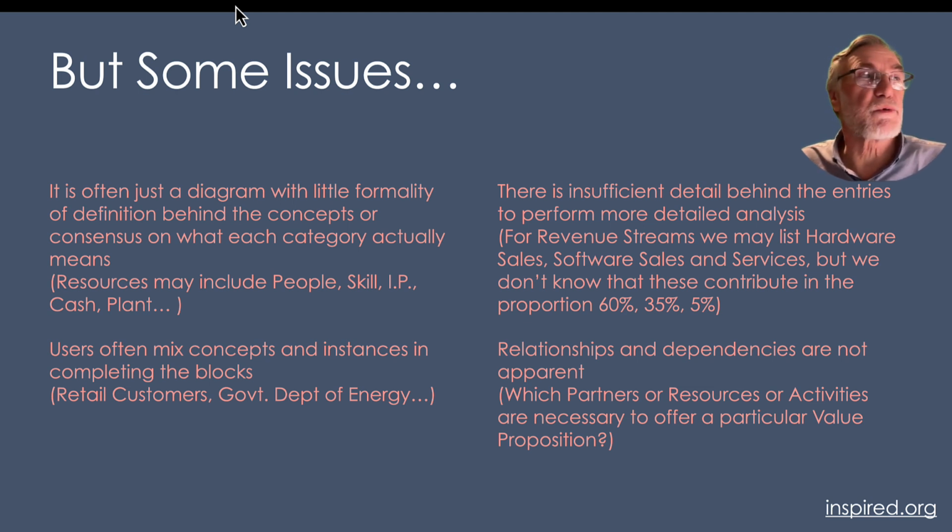An example would be for revenue streams. We may have hardware sales, software sales, and services, but we don't know what the relative contribution of these to the overall revenue is. We also cannot see relationships and dependencies between the items in the canvas. For example, which partners, resources, or activities are necessary to deliver a particular value proposition.